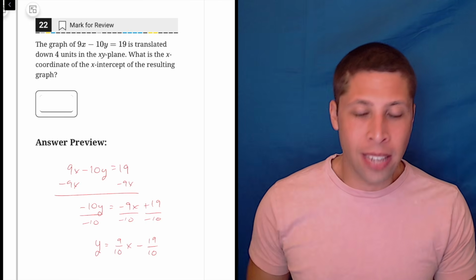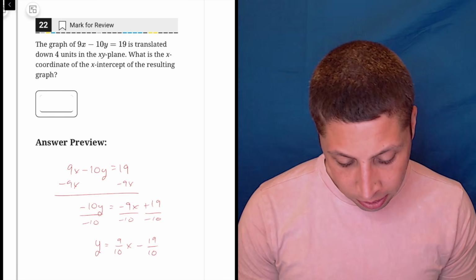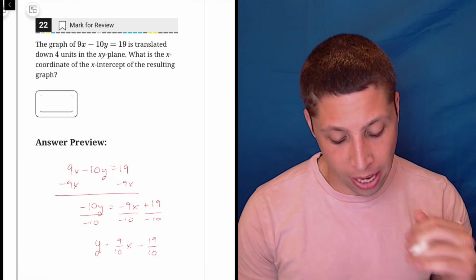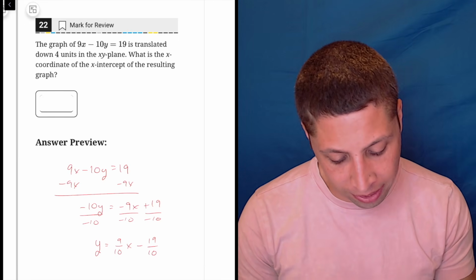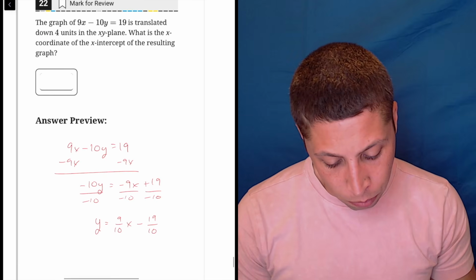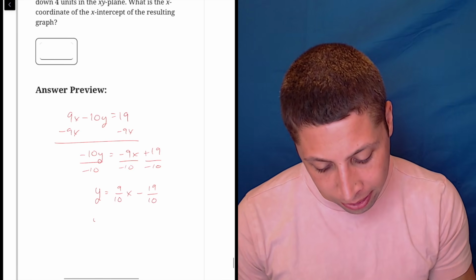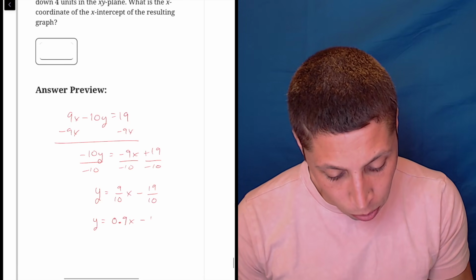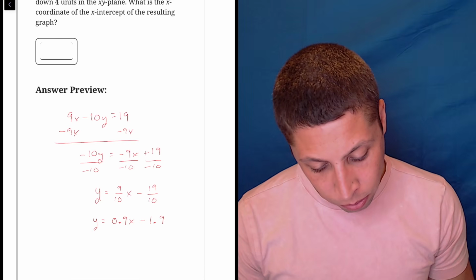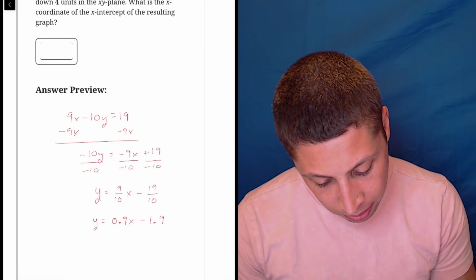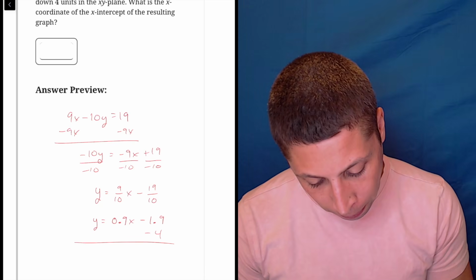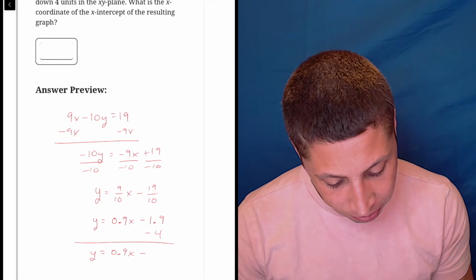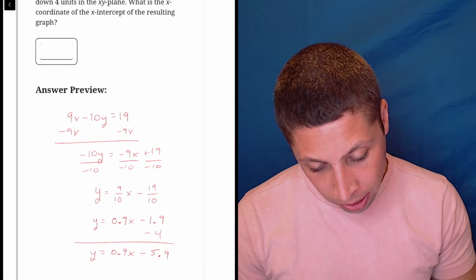Now 4 units down means that my y-intercept is going to go down 4. So the slope will be the same, so that's not going to change the m. It's this 19 over 10. Which maybe makes more sense as a decimal. So 0.9x minus 1.9. So now when I translate it down 4, y becomes 0.9x minus 5.9.